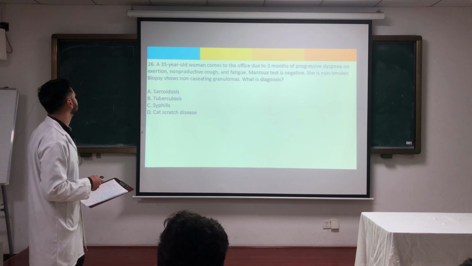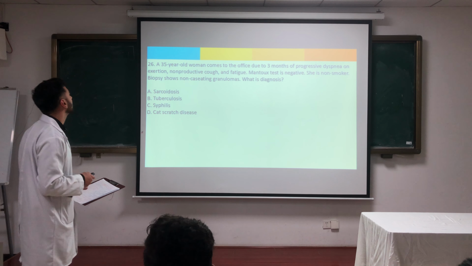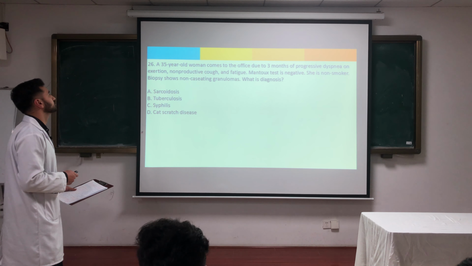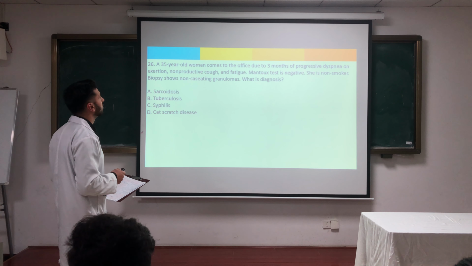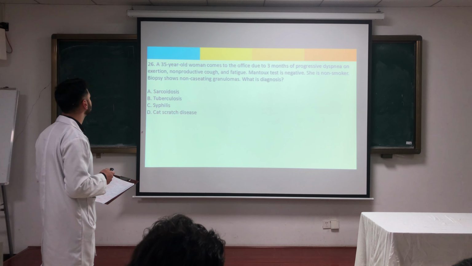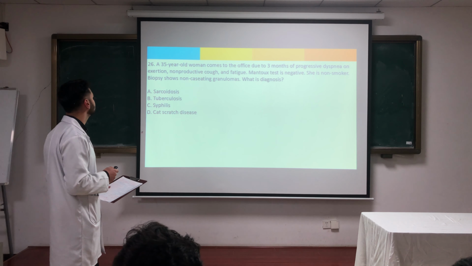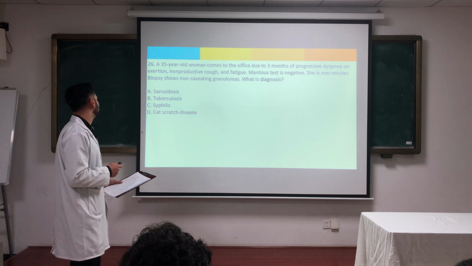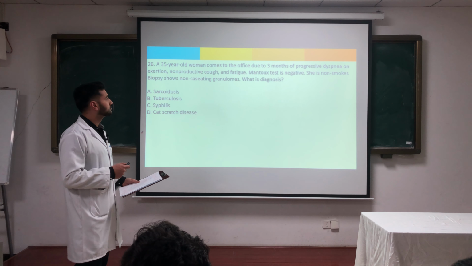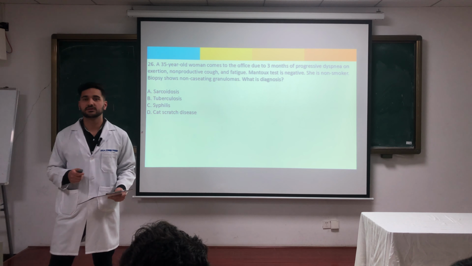So here we have first MCQs. A 35-year-old woman comes to the office due to 3 months of progressive dyspnea on exertion, non-productive cough and fatigue. Mantoux test is negative. She is a non-smoker. Biopsy shows non-caseating granuloma. What is the diagnosis? Option A, sarcoidosis; tuberculosis; syphilis; cat scratch disease. So who wants to give the answer to this question?